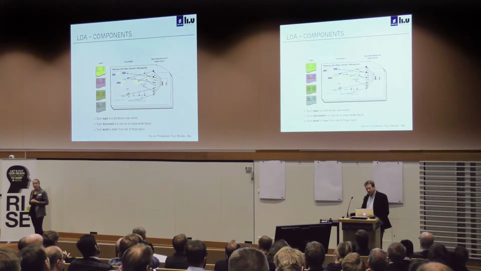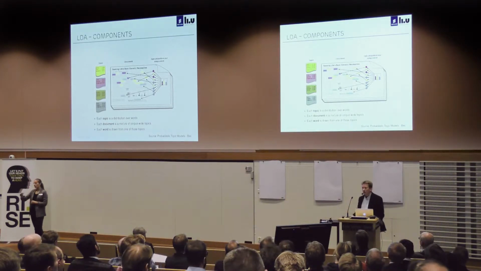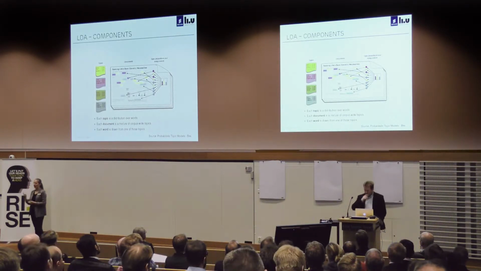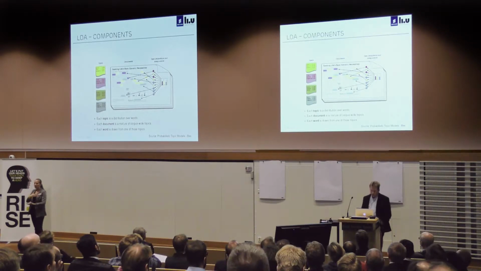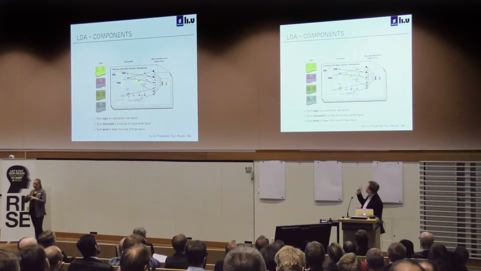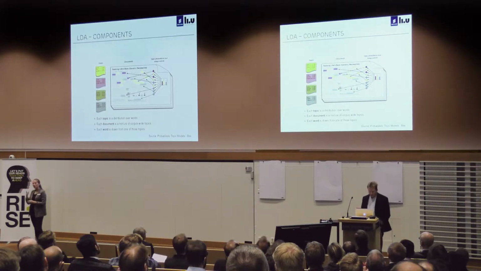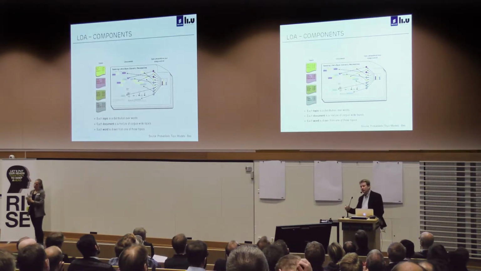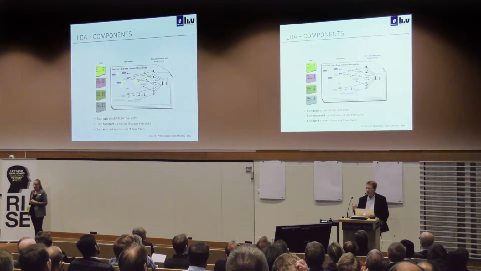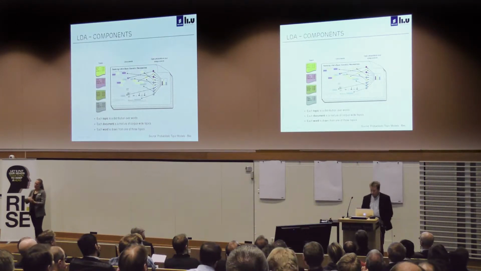On the right-hand side, you can see the topic distribution over one document. So here you see this mixture of topics for one particular document. We can see that the yellow topic has a high probability for this document. The pink topic has a bit lower probability, and the blue topic has the lowest probability for this particular document. And every document has its own mixture distribution.